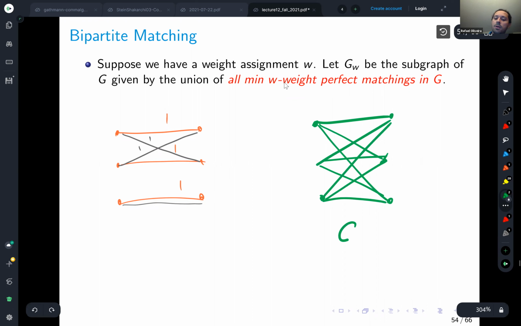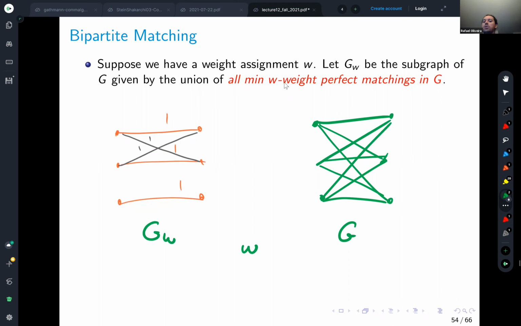But then with the assignment W that we have here, this becomes GW. Does that make sense? Because I'm only taking the minimum weight perfect matchings with respect to W, and only picking those edges, okay? And there's no repetition in the edge. For example, this edge here will only appear once. I'm just taking the union. Does that make sense? So this is the graph GW.